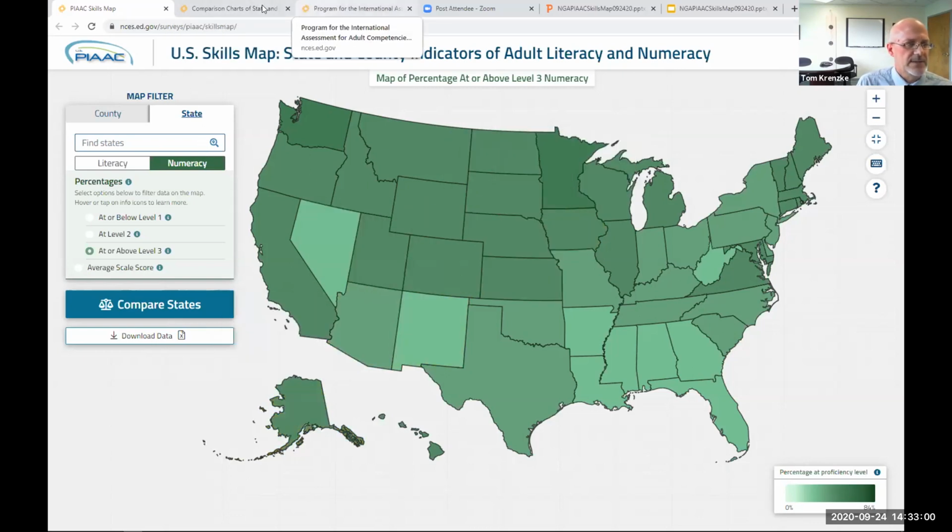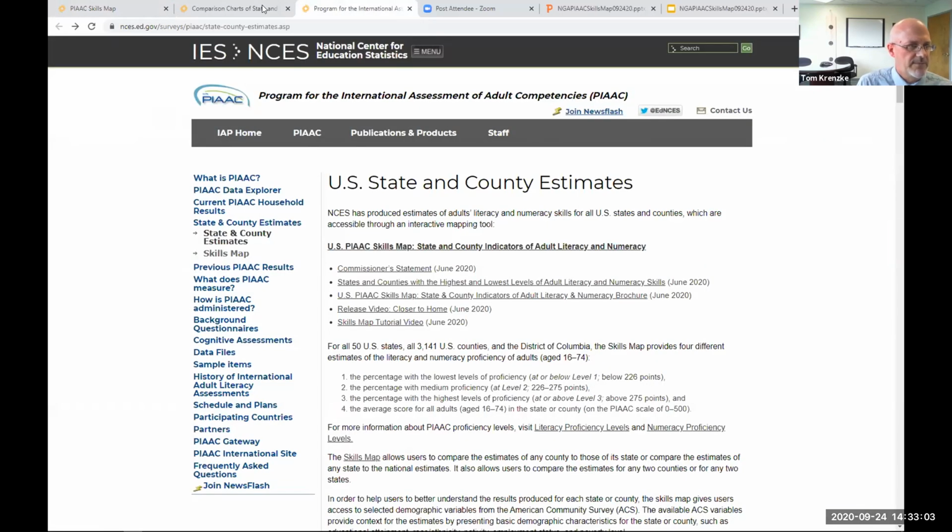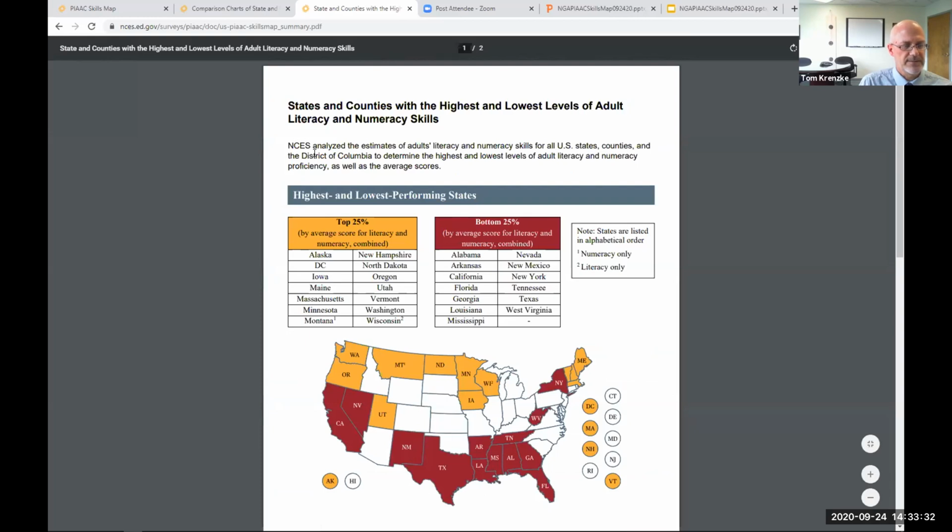Okay, and now I want to go lastly to the main web page for the US state and county estimates for PIAAC. And some highlights here are the commissioner's statement from NCES that was released in June. And here's analysis of states and counties with the highest and lowest levels of adult literacy and numeracy. So when I click on this, maybe if you see it, it goes through the top 25% of the states, the highest performing states in gold, and you can see the lowest performing states in maroon, and you can really see the distinction between the north and the south there.